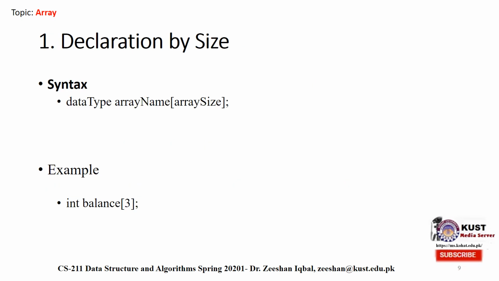The first method of creating an array is referred to as declaration by size. In the syntax we can see that we have to provide the data type and then its name, and in square brackets the size of the array. For example, we can write int balance[3]. This will create an array balance with 3 integer variables.